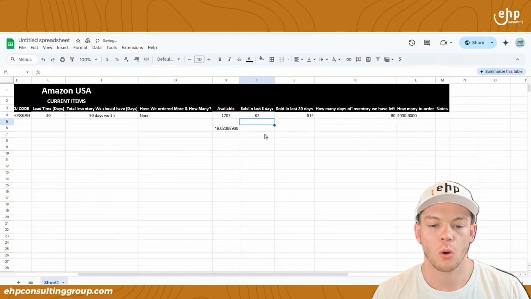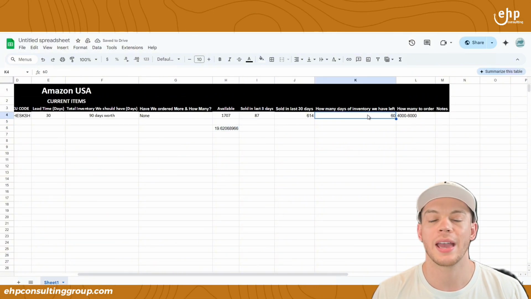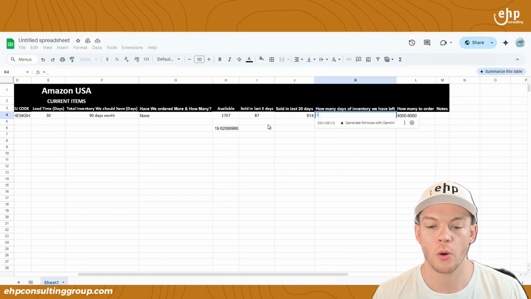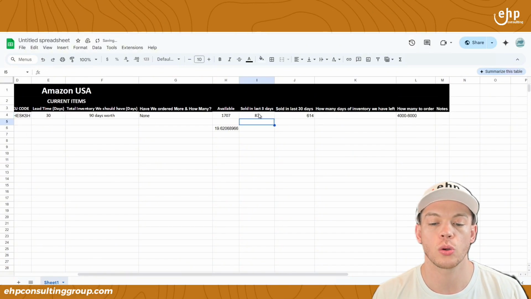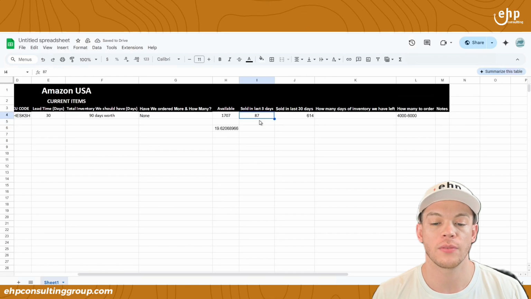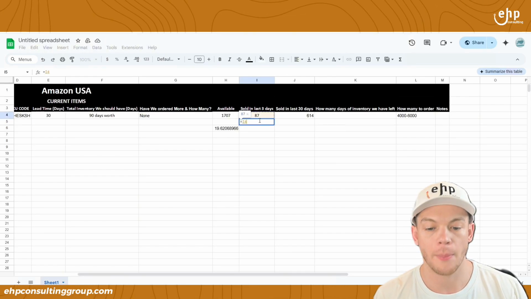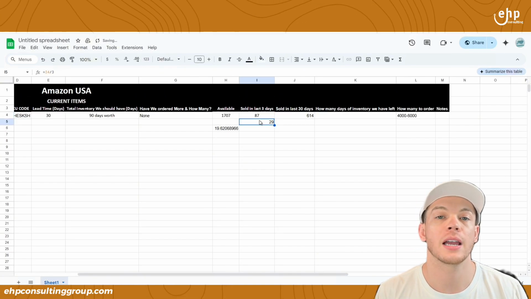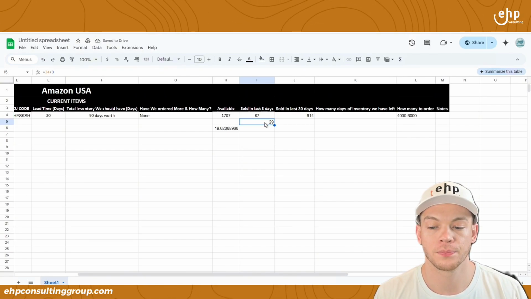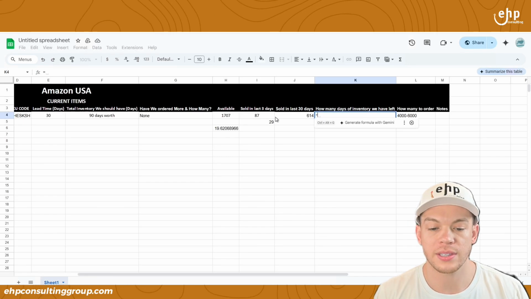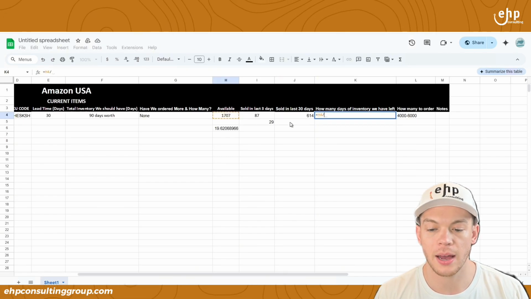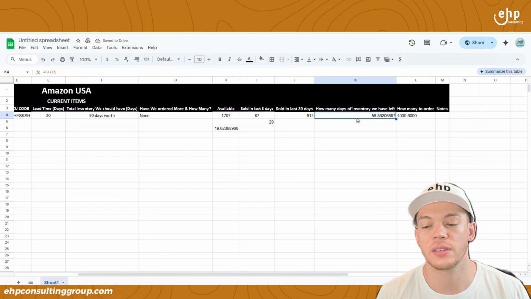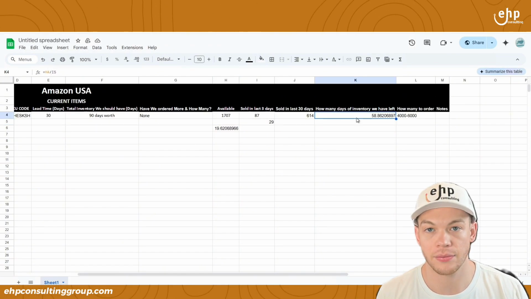So all we do to see how many days of inventory we have left is we need to find the actual number sold daily. So if we divide this by 3, how many units do we sell per day? We divide this by 3, and we sell 29 units per day, okay? Then we can do the 1707 divided by 29, and we can see we have 59 days worth of inventory left.